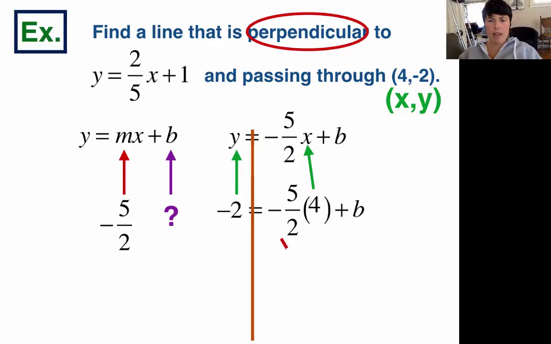Now, I'm going to do some math here real fast. -5/2 times 4. Well, I know 5 times 4 is 20, so it's like -20/2. But what's 20 divided by 2? 10. So really, I'm going to change that to -10. So I have -2 equals -10 plus b.